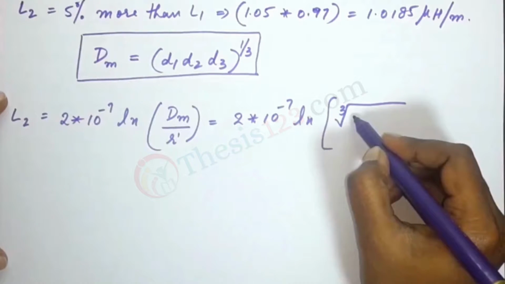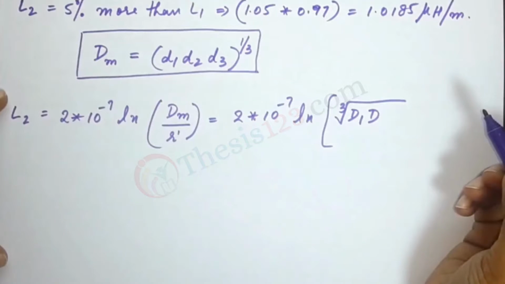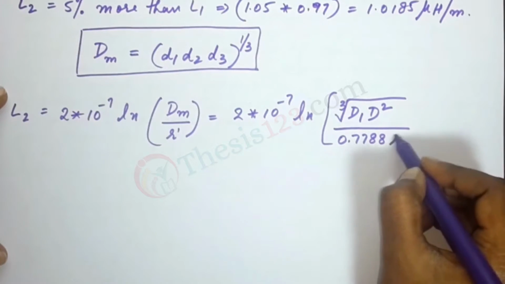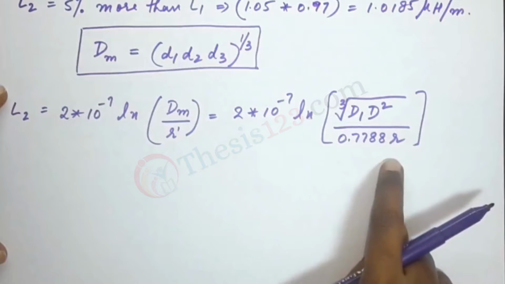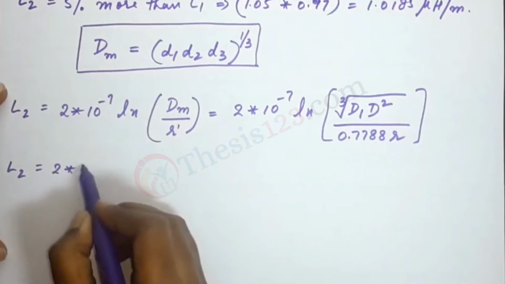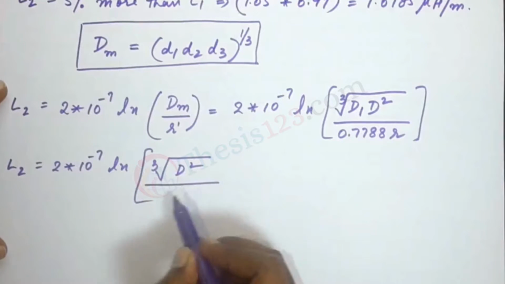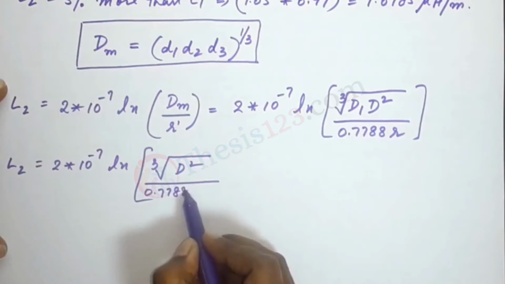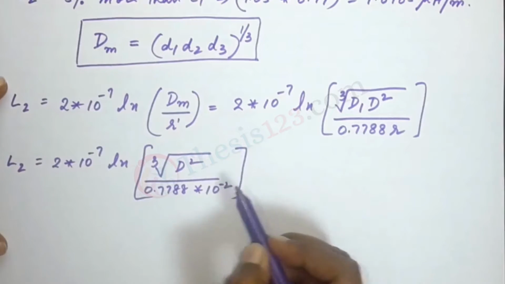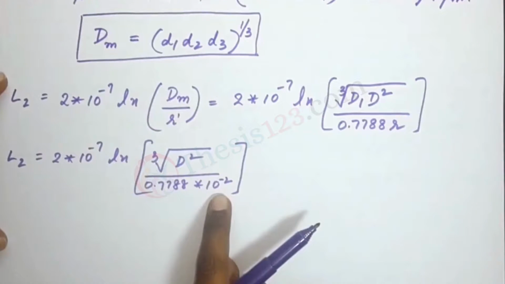Dm is the cube root of d1, that's 1 meter, times d2 and d3, which are both d, so that becomes d square, divided by 0.7788 r. So this is our expression. Now let's substitute our values. We get 2 into 10 power minus 7 ln of the cube root of d square divided by 0.7788 into 10 power minus 2. I write 10 power minus 2 because the radius is 10 into 10 power minus 3.